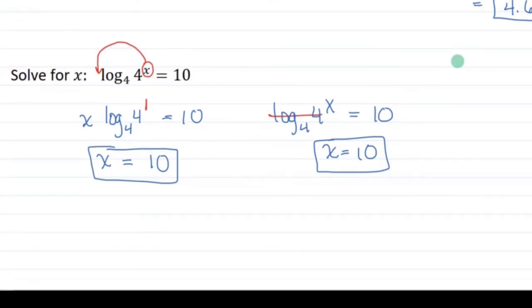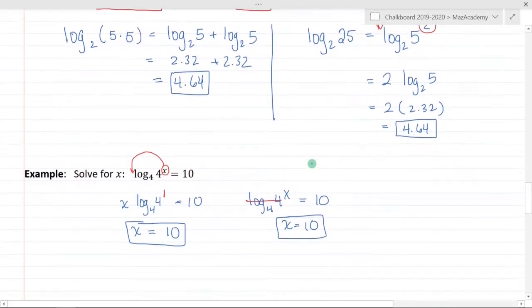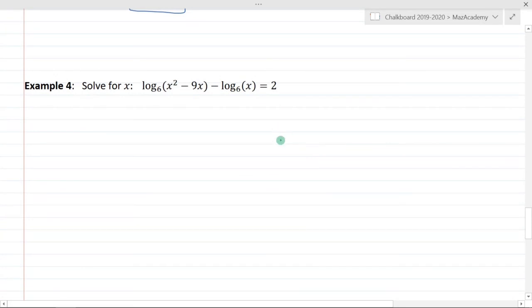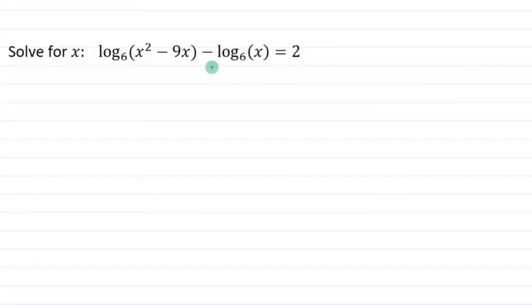Okay, now the last example. This one is a solve for x type of example here. And you notice at this time we have subtraction. So we're not going to be using the product property. We're going to be using the quotient property.